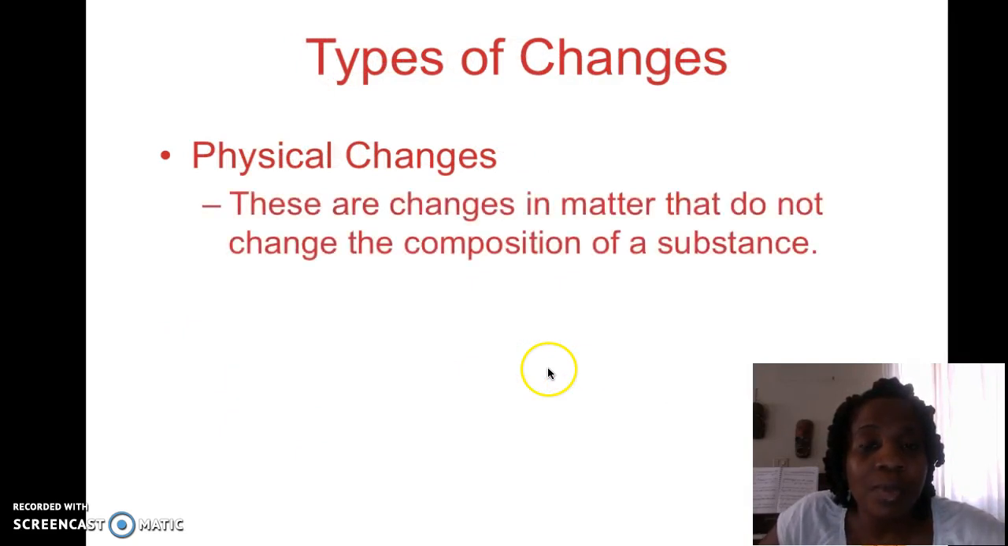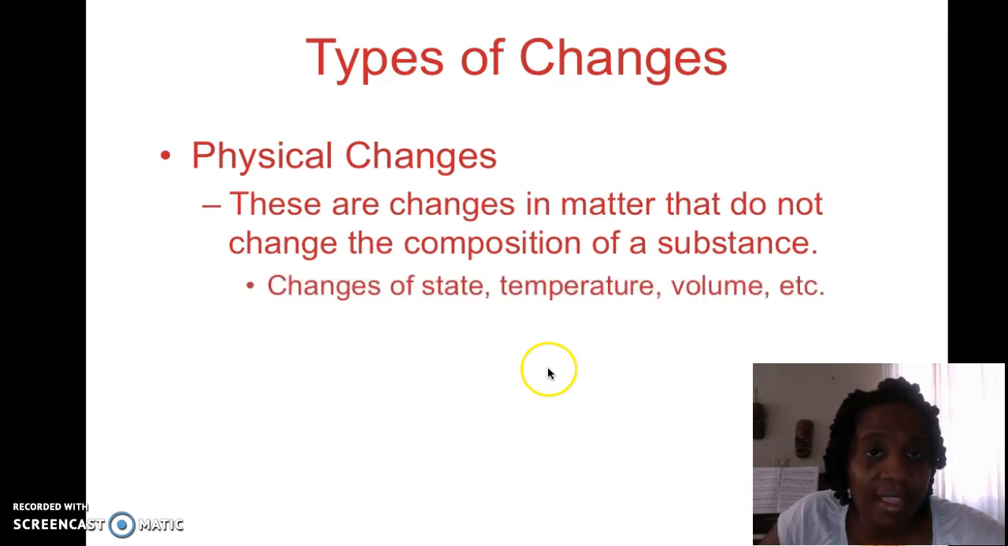Similar to the types of properties, we have certain types of changes, and that's the physical change or the chemical change. So a physical change is a change in which the matter does not change its identity. So when something goes from liquid to solid to gas, its identity is still the same. So that would be considered a physical change.